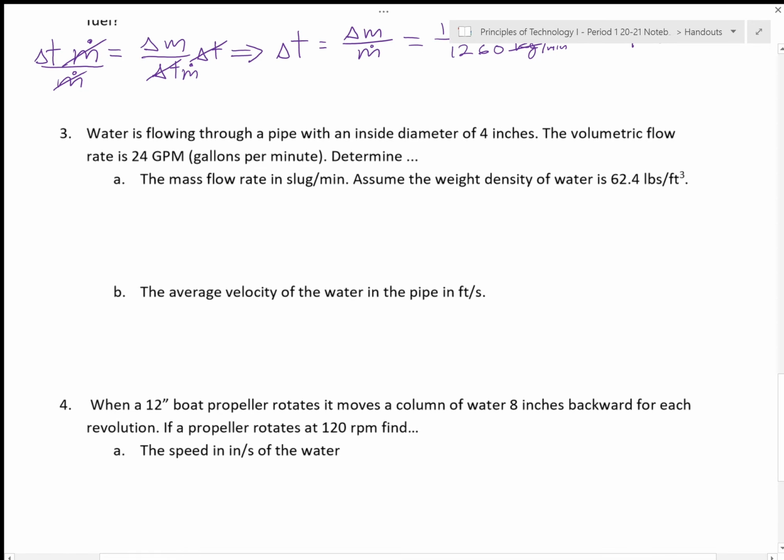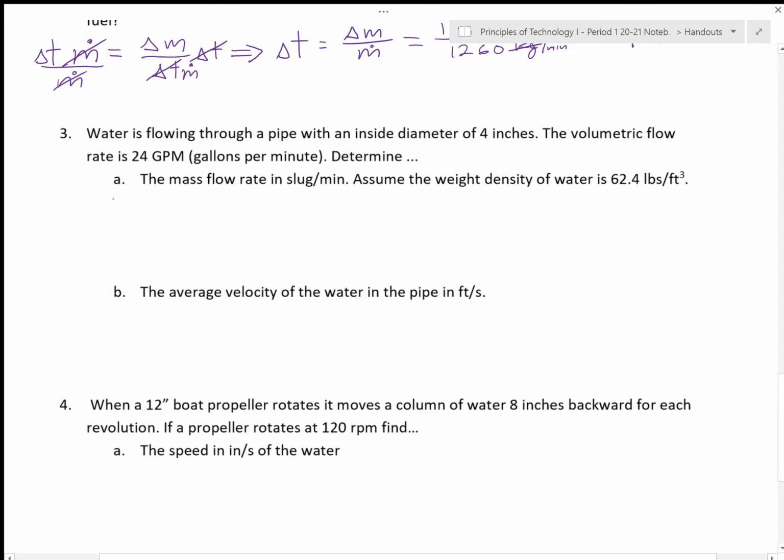Number 3 says water is flowing through a pipe with an inside diameter of 4 inches. The volumetric flow rate is 24 gallons per minute. Determine the mass flow rate in slugs per minute. Assume the weight density of water is 62.4 pounds per cubic foot.